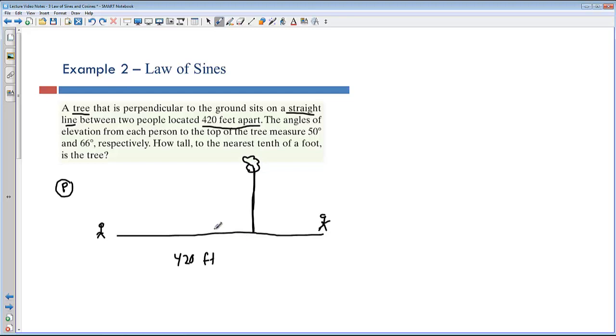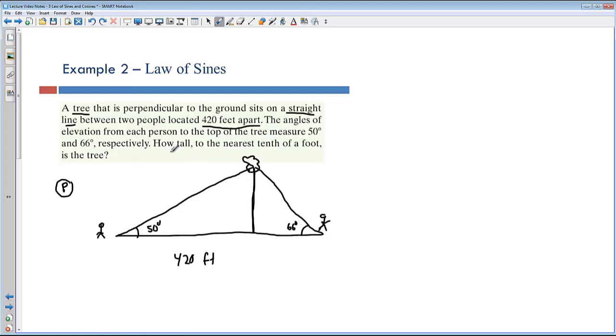There's my tree. And what it says is that the angles of elevation from each person to the top of the tree measure 50 degrees and 66 degrees respectively. So what that means is if you measure the angle here, basically, up to the top of this tree, this angle right here is about 50 degrees on the left. And then over here, let's say the angle on the right is about 66 degrees.